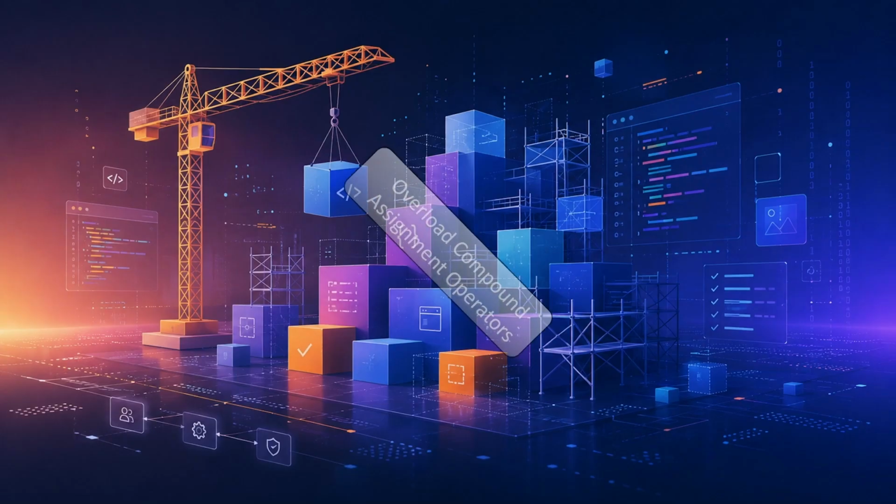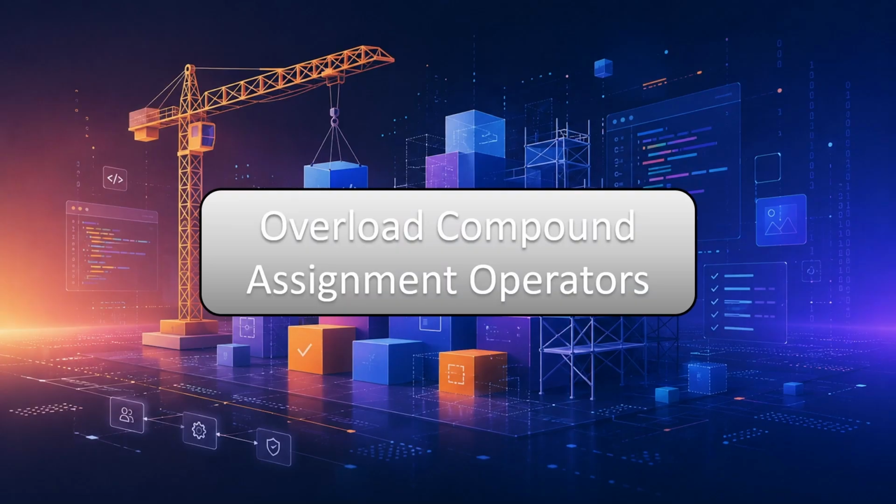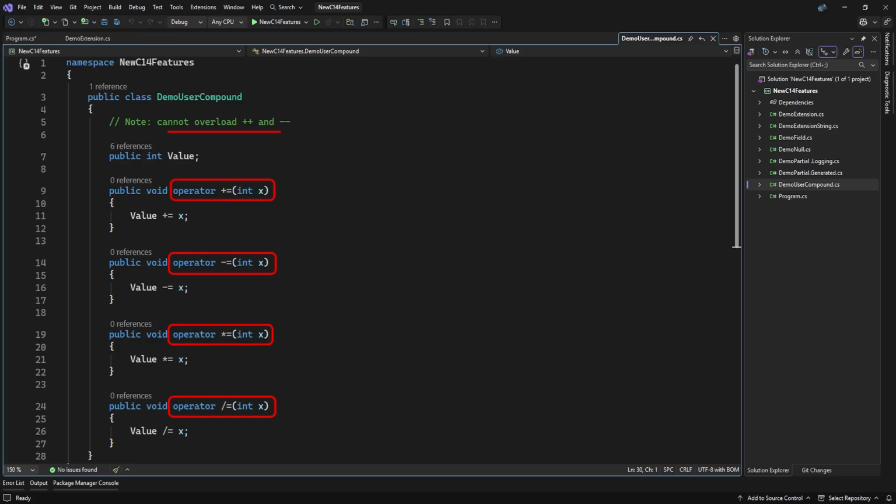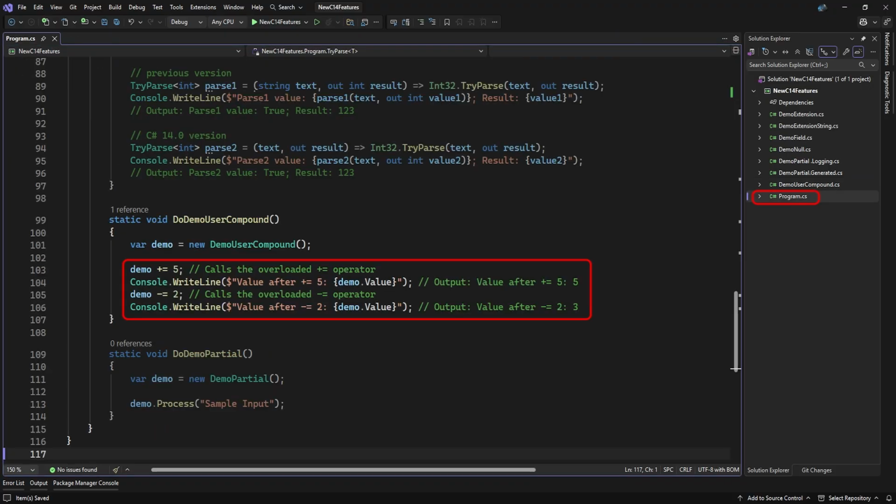Overloading compound assignment operators. In C# 14, you can now overload the compound assignment operators. Here, we simply show the addition, subtraction, multiplication, and division operators to change the value property in the class. Testing this, we demonstrate adding and subtracting a value from the object.